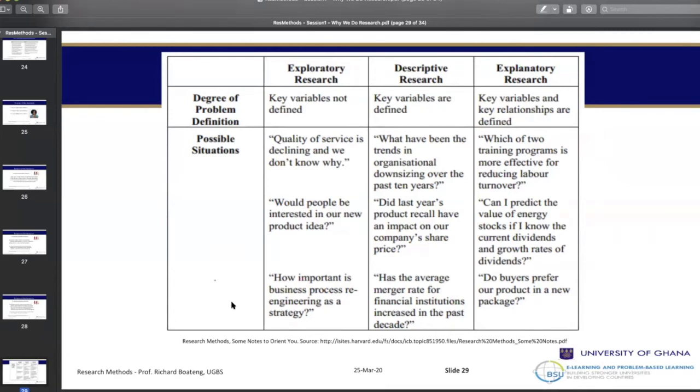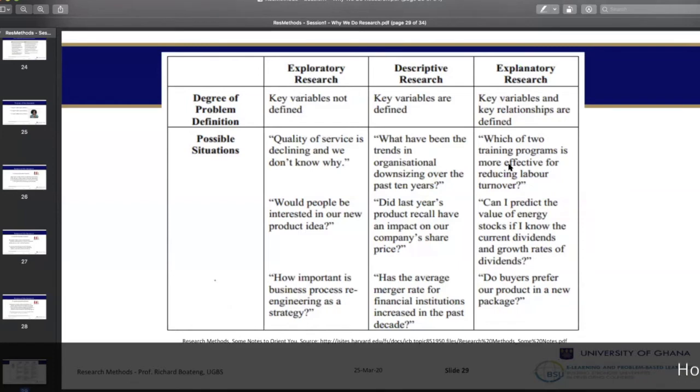In explanatory research, we're now trying to look at what relationships exist between the variables so that it produces a particular outcome. So look at this question. Quality of service is declining and we don't know why. You want to carry out a research, so you are exploring. But if you look at the second one, what have been the trends in organization downsizing over the past 10 years? We want you to describe the trends. Then the last one, which of the two training programs is more effective for reducing labor turnover? Now they're looking for causality. Which of these two can produce this outcome? Then you're coming to talk about explanatory research.